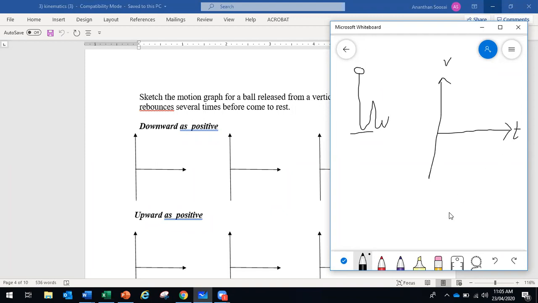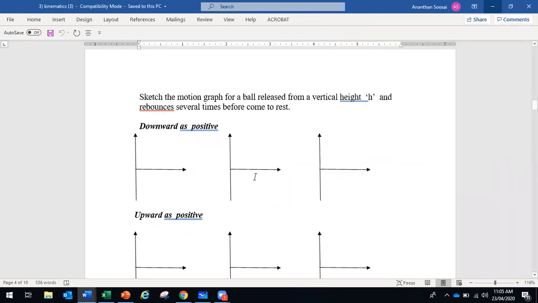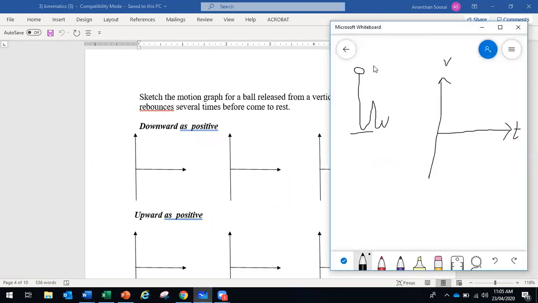So how do you draw the VT graph? First, take downwards as positive. First, tell me, is the graph going to be a curve, a straight line with a gradient, or a flat line? Straight line with gradient. Yeah, it's going to be a straight line with gradient.